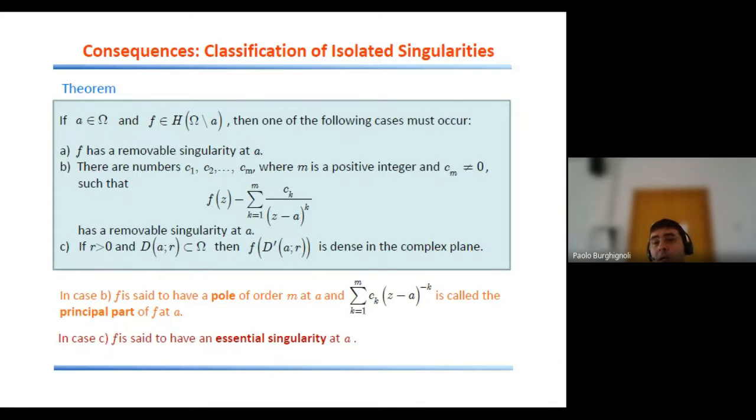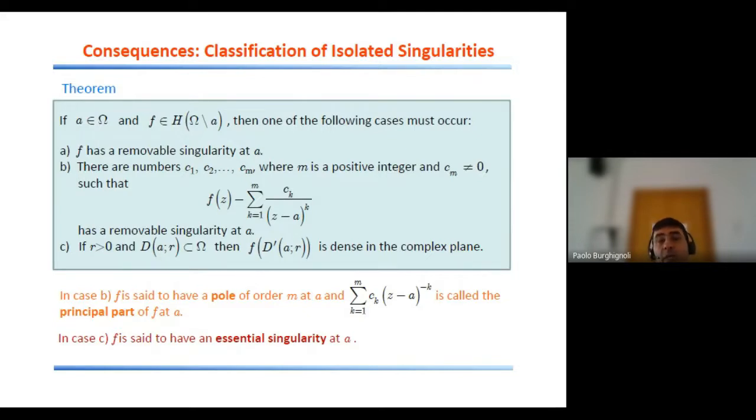What does this mean? This means that in any neighborhood of this isolated singularity, you can find a point whose image through the analytic function f goes as close as you wish to any point in the complex plane. You can go as close as you wish to any point in the complex plane in a neighborhood of these isolated singularities if we are in the third case.